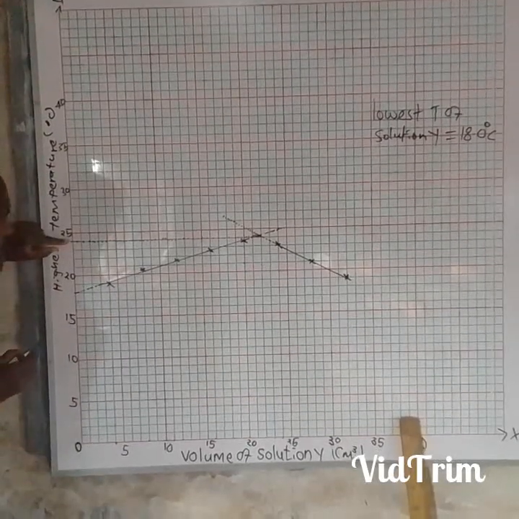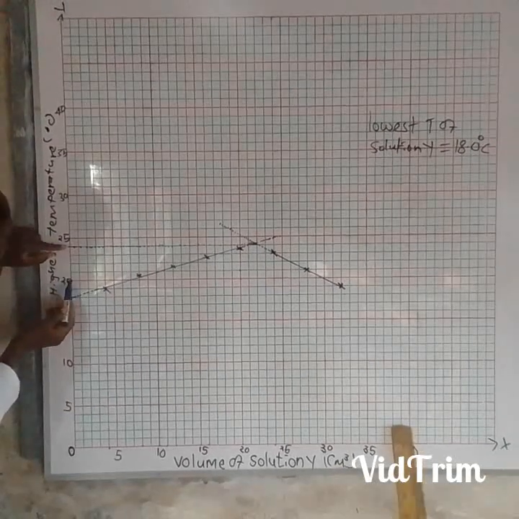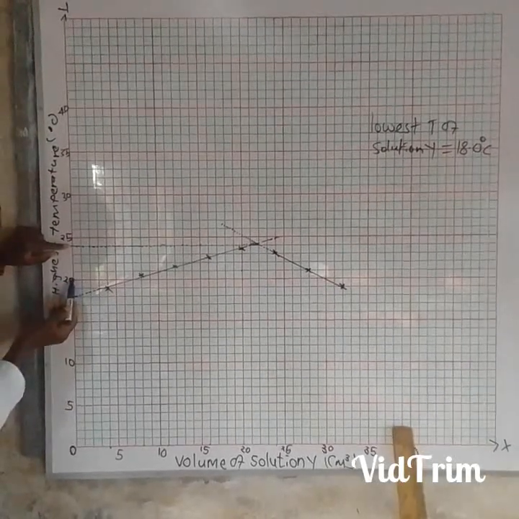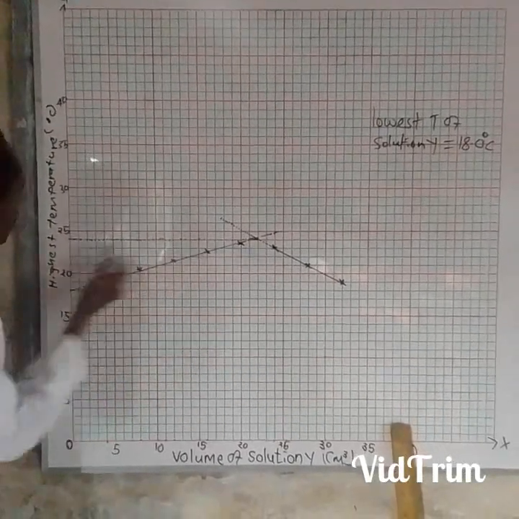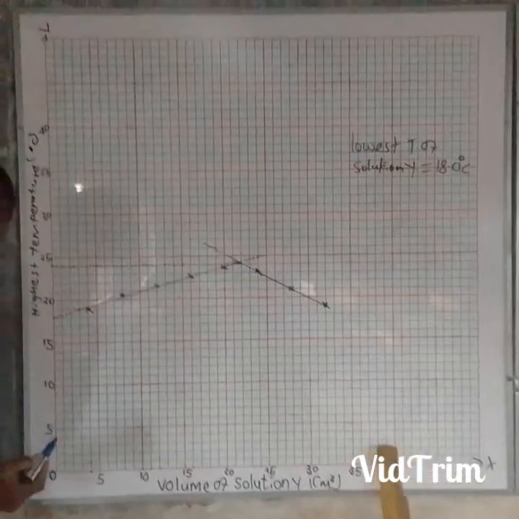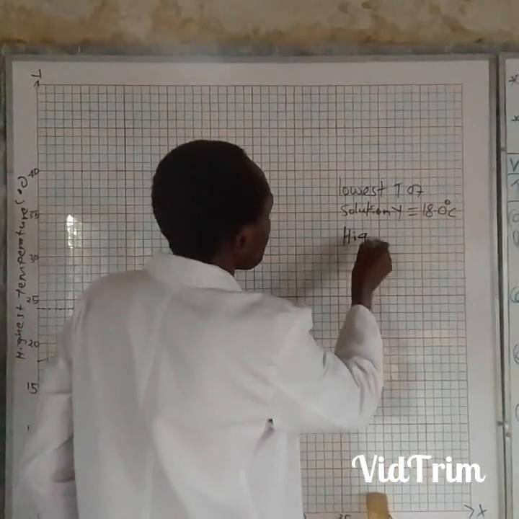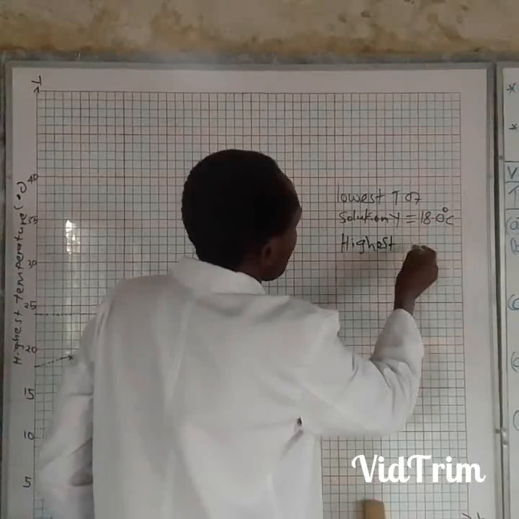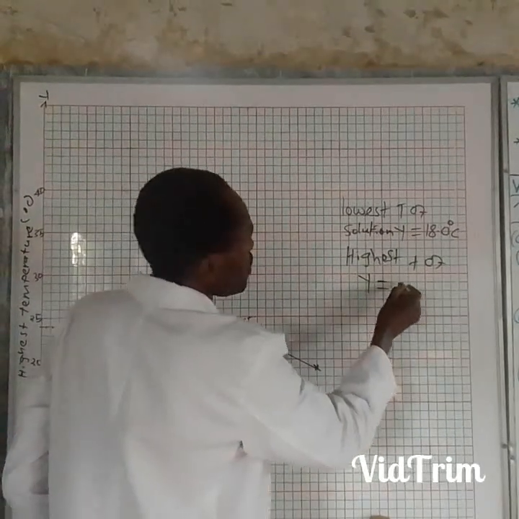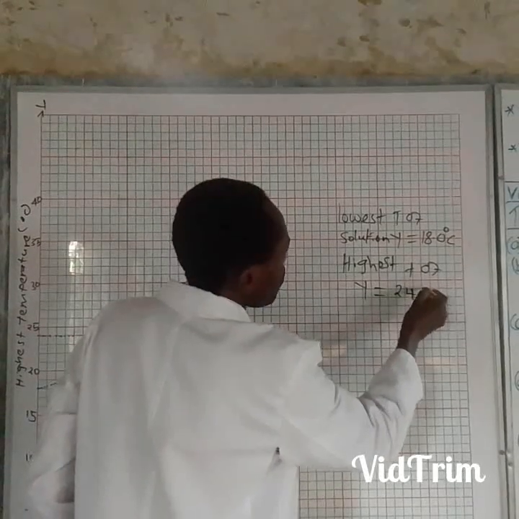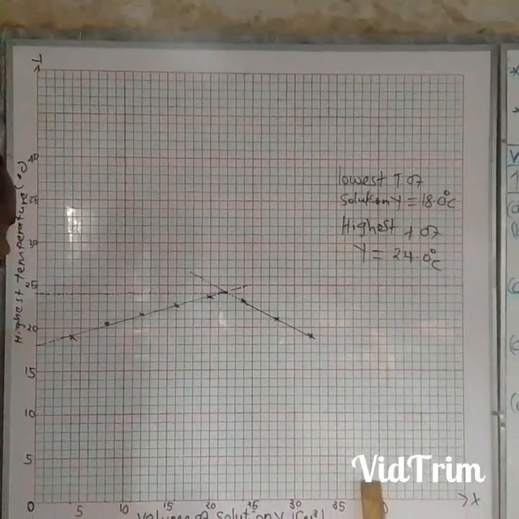Then you read. The highest temperature means, now if this is 20, this 21, 22, 23, 24. So the highest temperature is what? 24 degrees Celsius. So the highest temperature of solution Y is 24.0 degrees Celsius. Is it okay, my student?